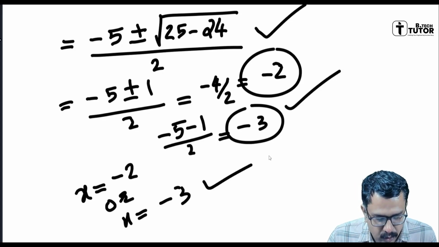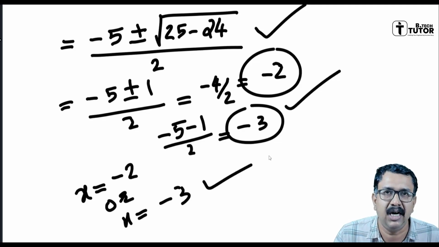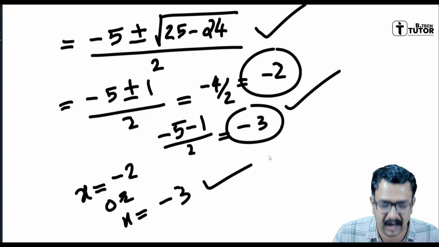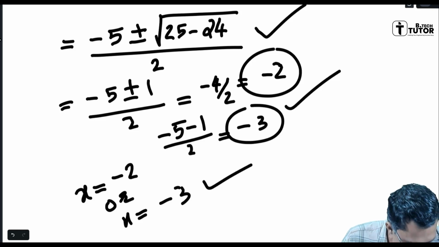Two solutions are there. Remember that in the case of a quadratic equation, the values of x are minus 2 and minus 3. That means for a quadratic equation, the number of solutions is 2. Now we can do another question.